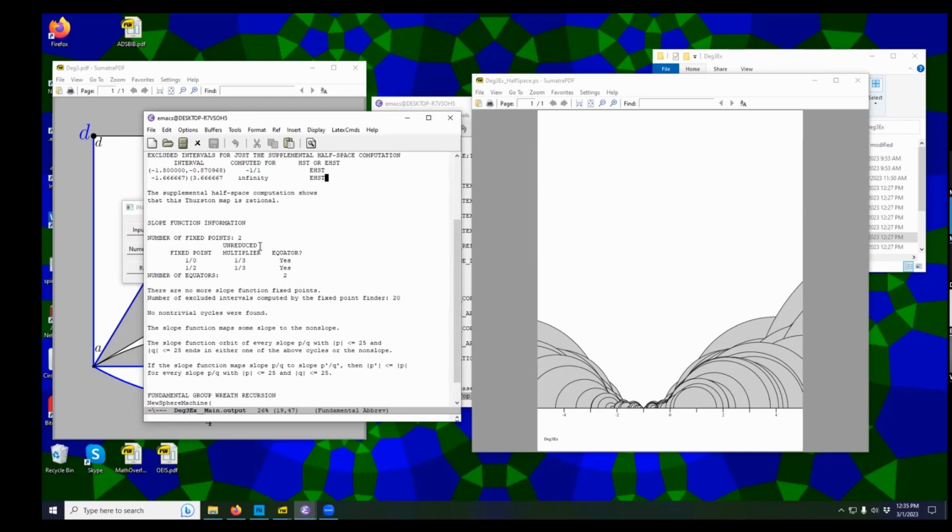Right. We're thinking about all slopes here. The only two slopes that are fixed by the slope function are infinity and 1/2.